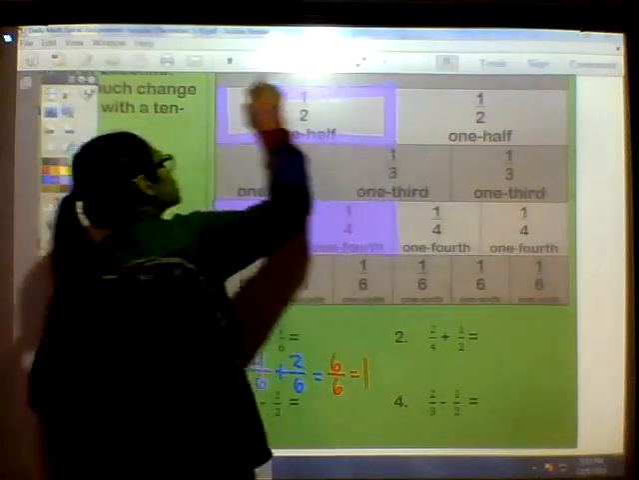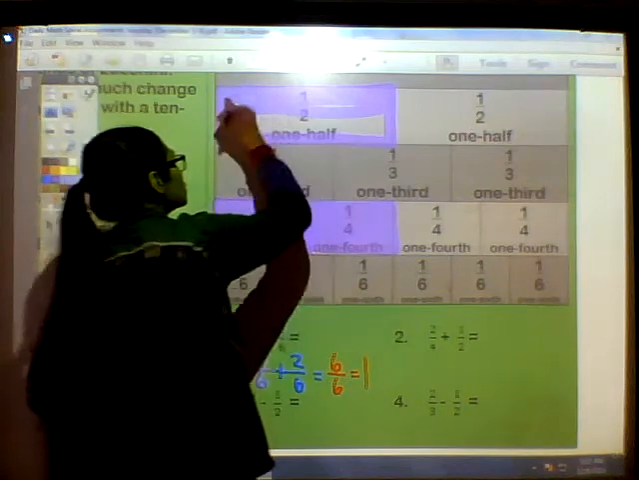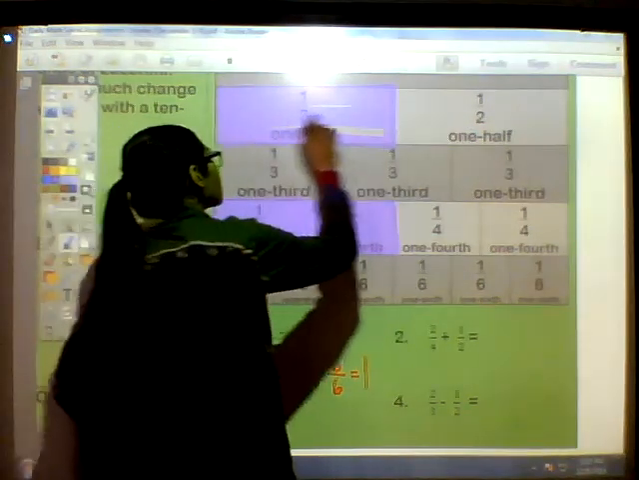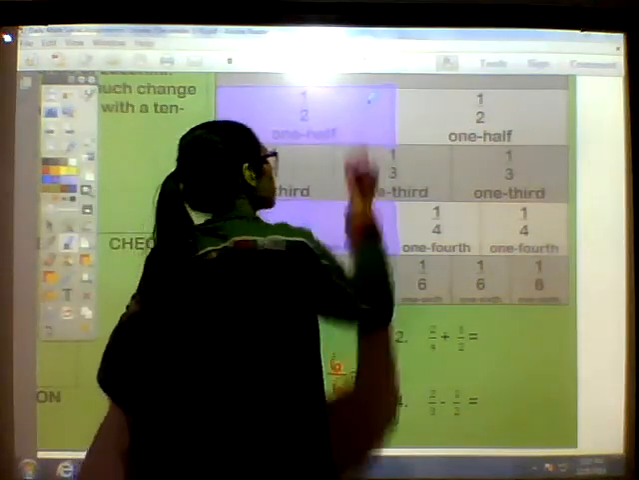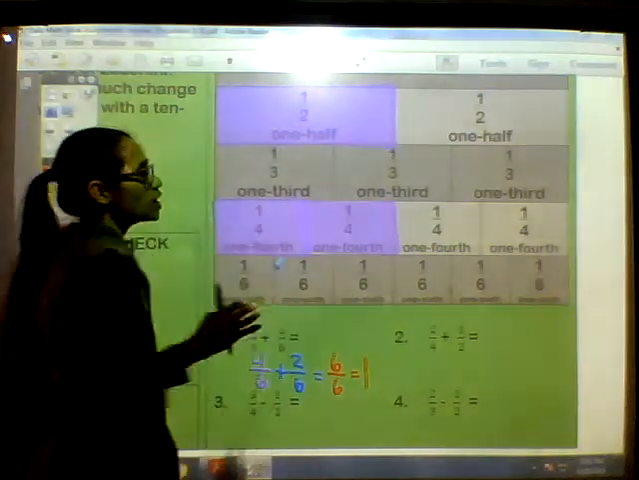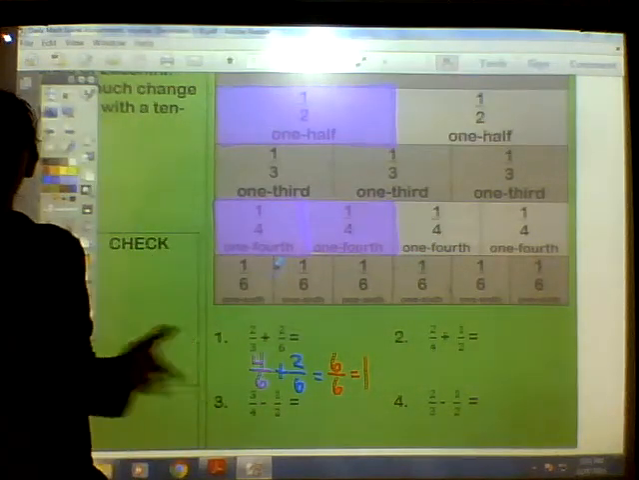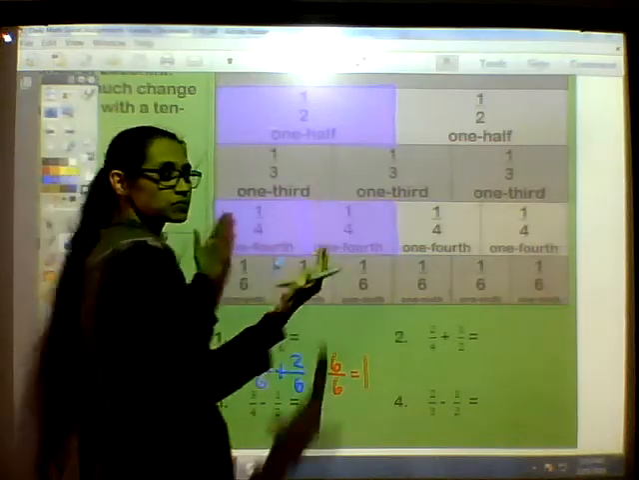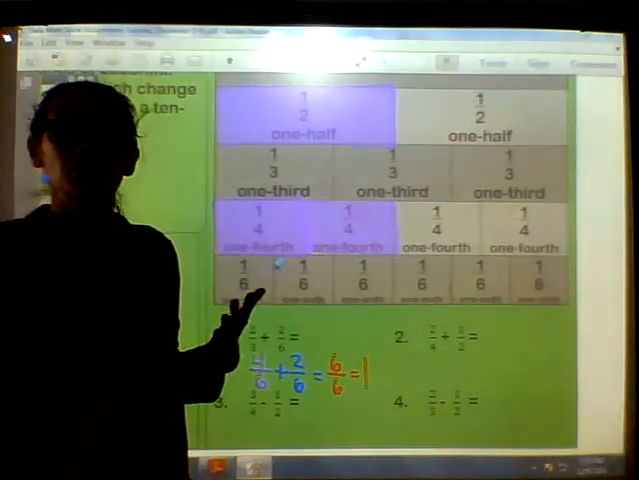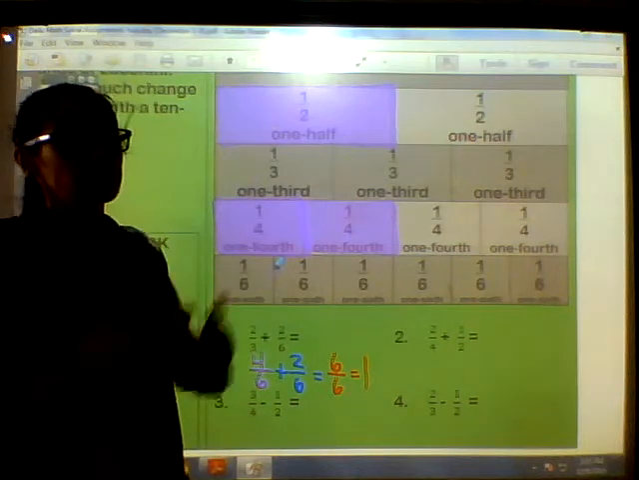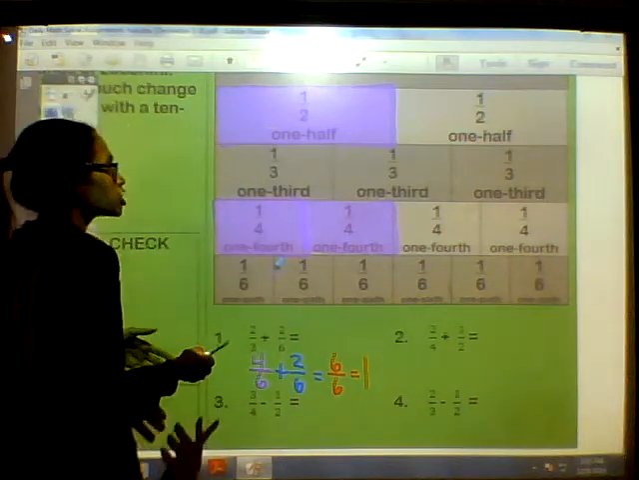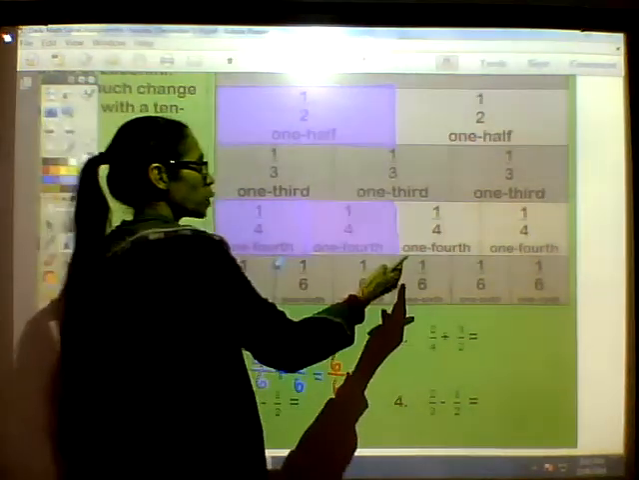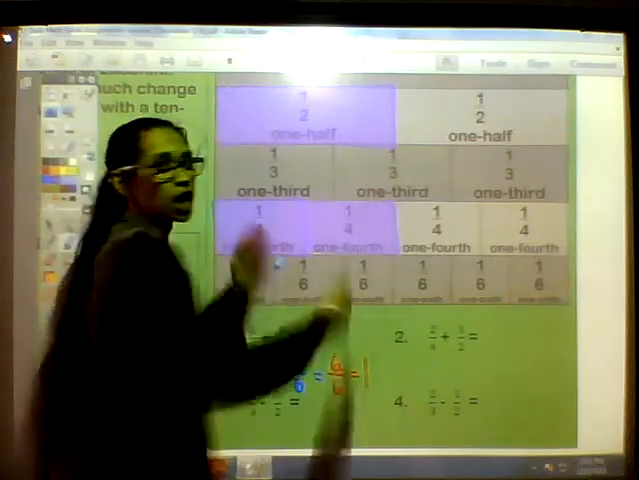Now, can we add these together? We can, but not yet, because why? They're not on the same fraction bar. They're not equal sized pieces. Look, 1/4 is smaller than 1/2. So we need to make them into equivalent fractions. Can we change 1/2 into fourths or fourths into halves? Oh my gosh, look.